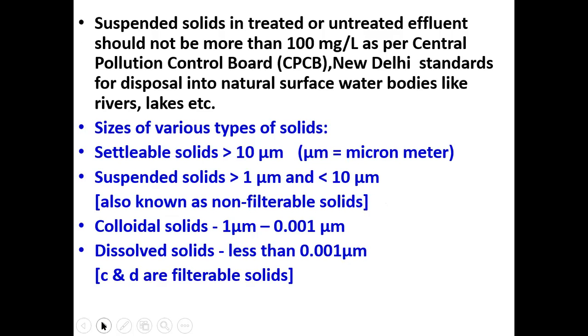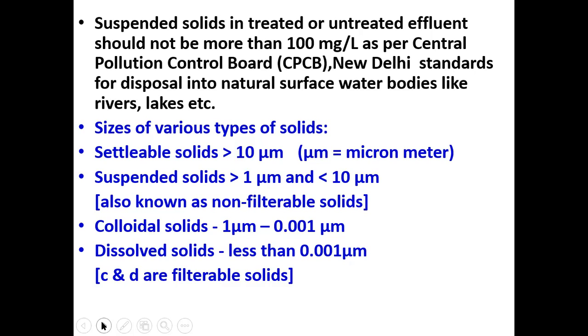Now there is another part called suspended solids in treated or untreated effluent. It should not be more than 100 milligrams per liter as per Central Pollution Control Board (CPCB) norms. Remember, for drinking water we follow BIS standards, BIS 10500:2012, but for wastewater we follow the norms given by the Central Pollution Control Board. The standard for disposal into natural surface water bodies like rivers and lakes should not be more than 100 milligrams per liter for suspended solids.